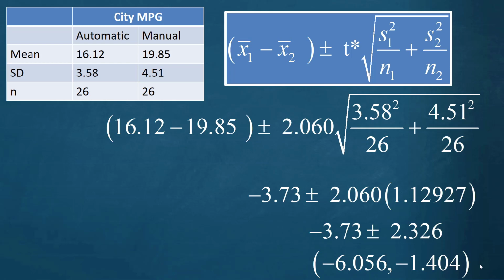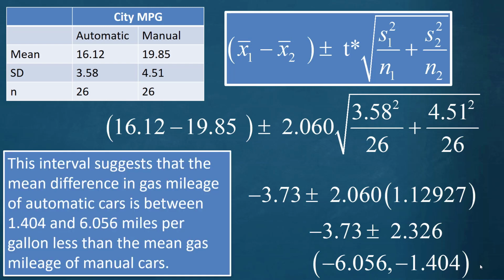Now you could have just as easily switched that and said 19.85 minus 16.12; you would switch what you called 1 and what you called 2. Those would have been positive, and it's sometimes easier to express the positive. So this interval suggests that the mean gas mileage of automatic cars is between 1.404 and 6.056 miles per gallon less than the mean gas mileage of manual cars.